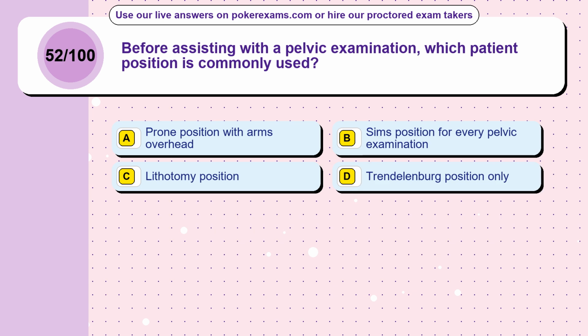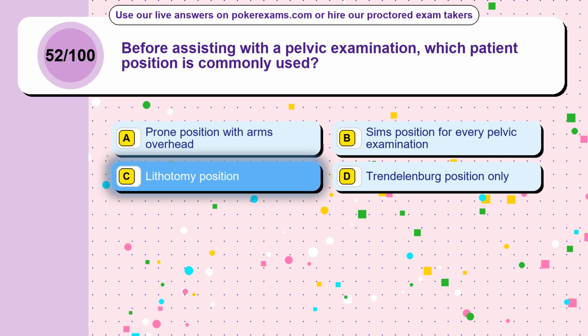Question 52. Before assisting with a pelvic examination, which patient position is commonly used? Option A. Prone position with arms overhead. Option B. Sims position for every pelvic examination. Option C. Lithotomy position. Option D. Trendelenburg position only. The correct answer is option C.